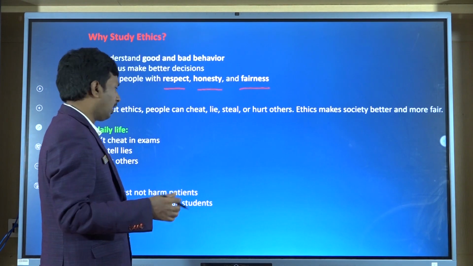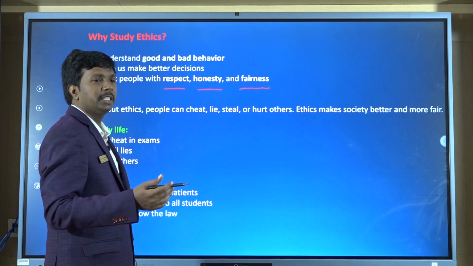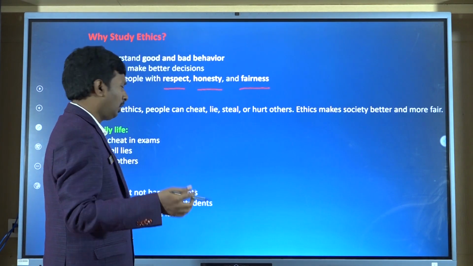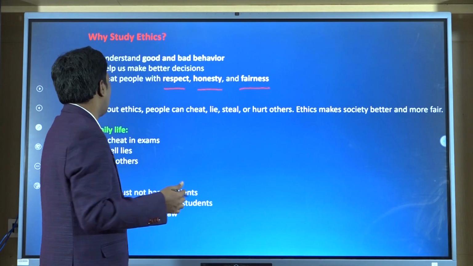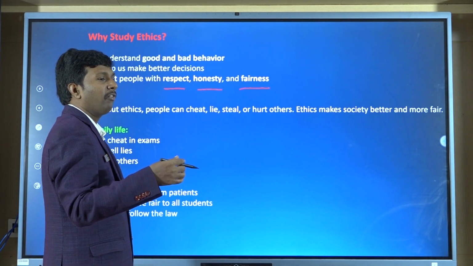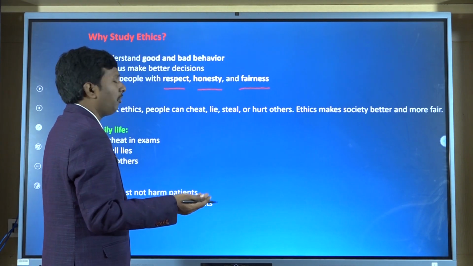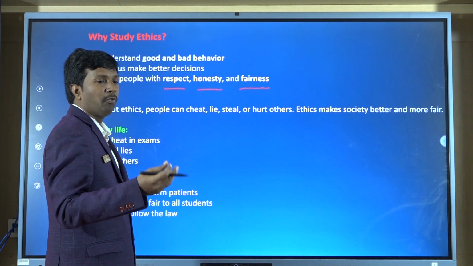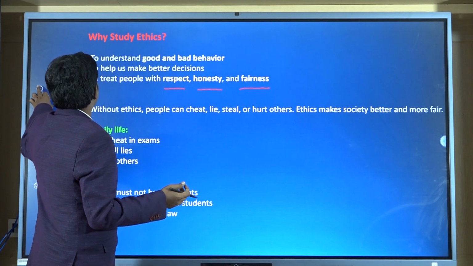A doctor must not harm the patient. Teachers must be fair with all the students. Police must follow the law. So in daily life and in job roles, we have different ethical questions. Wherever we are, we have to follow ethics.